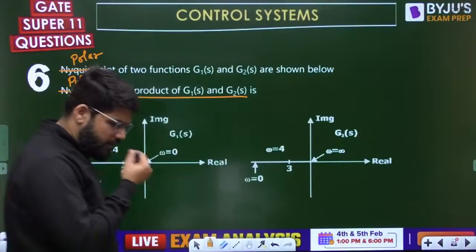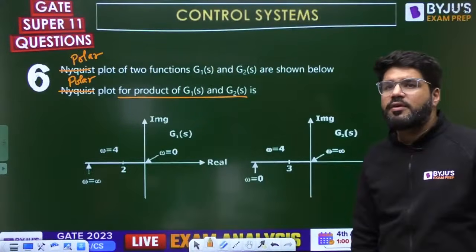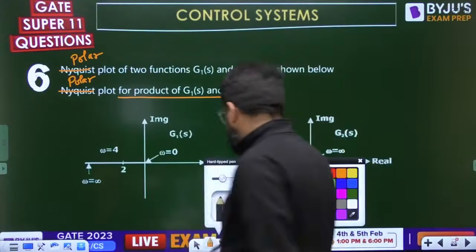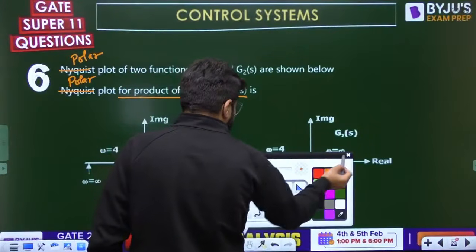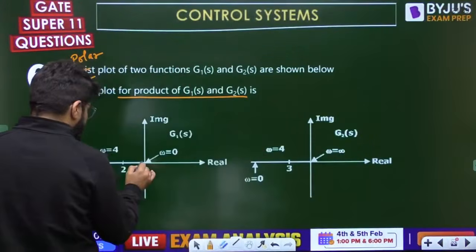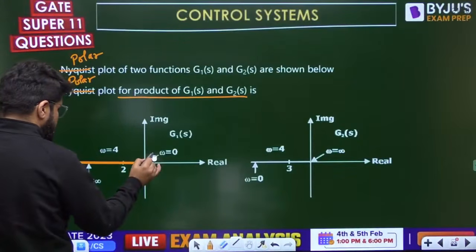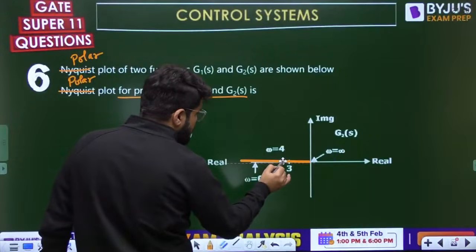Okay, some more variety from the Nyquist plot. Pay attention. So let's go ahead and solve this. First of all, let me highlight this so that you have clarity. What exactly is the polar plot given? This portion is the polar plot, and here, this is the polar plot.